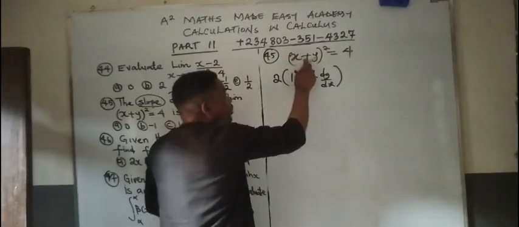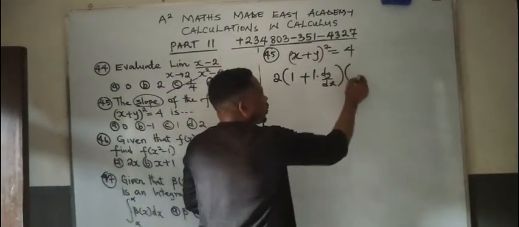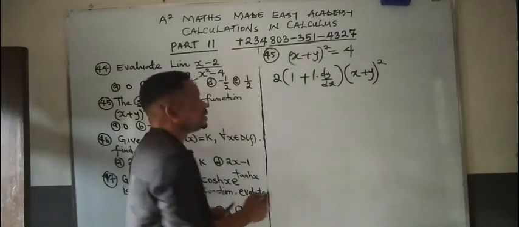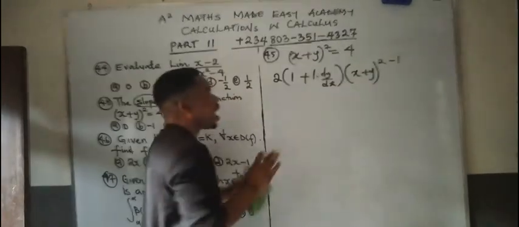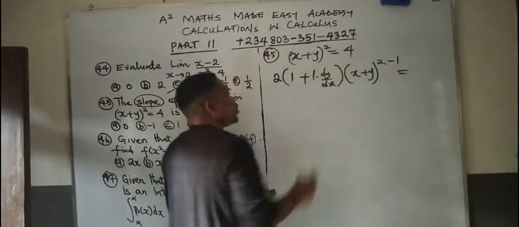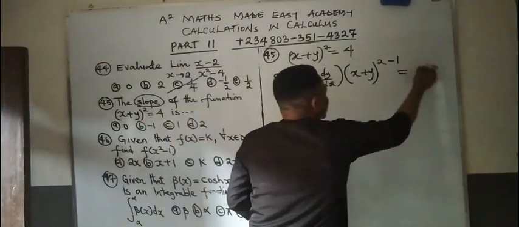The next thing is to repeat the question exactly. What is the question? x plus y. Then all to the power of what? 2. Then introduce minus 1 to the power. I am done. Then moving to the right hand side. Differentiate 4. 4 is a constant. What is the answer? 0.